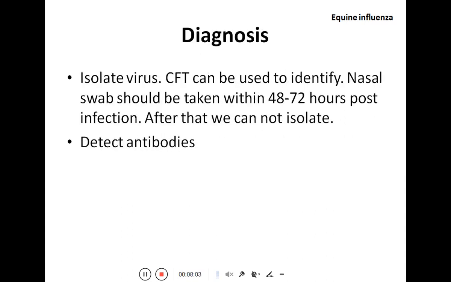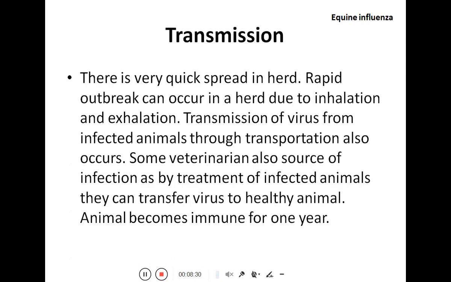So for diagnosis, we isolate the virus after the clinical findings, and we go for the CFT test. It can be used to identify the virus, and the nasal swab should be taken within 48 to 74 hours post infection. After that, we cannot isolate it, and through the detection of antibodies by ELISA, we can diagnose this.